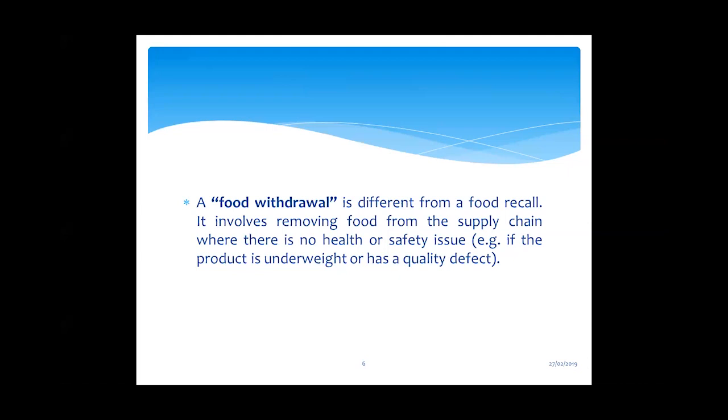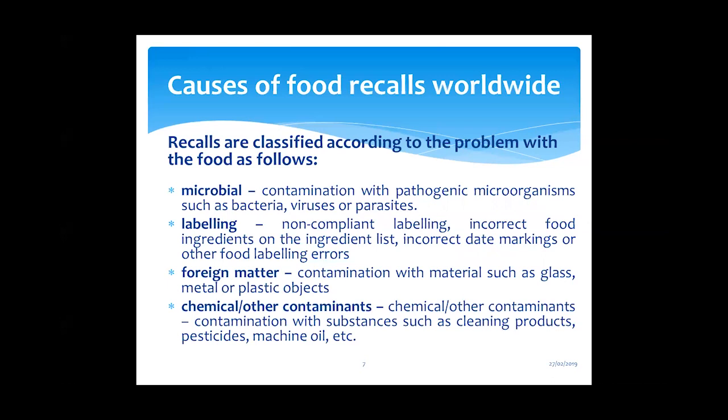Firstly, you have microbial contamination with pathogenic microorganisms such as bacteria, viruses, or even parasites. With bacteria, everybody has heard of Listeria monocytogenes contamination in dairy products, as well as E. coli with dairy products. And sometimes you can get viruses like norovirus in leafy vegetables. And parasites could be things like cryptosporidium in water.